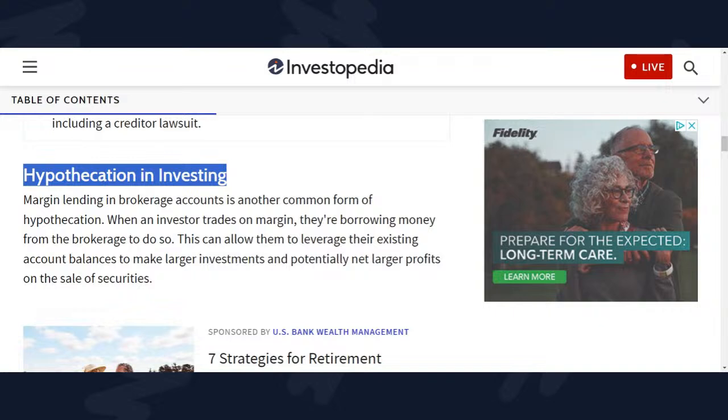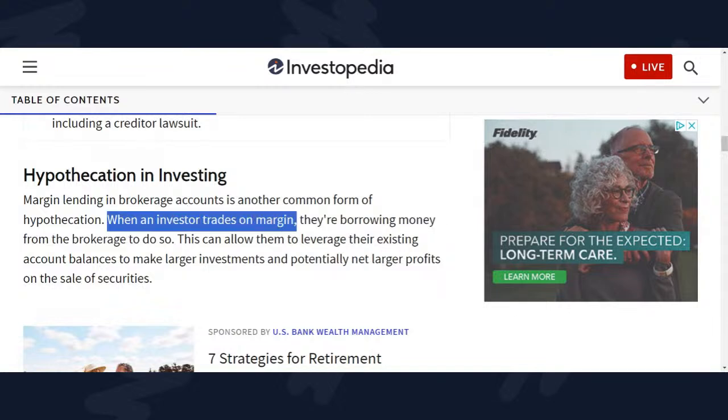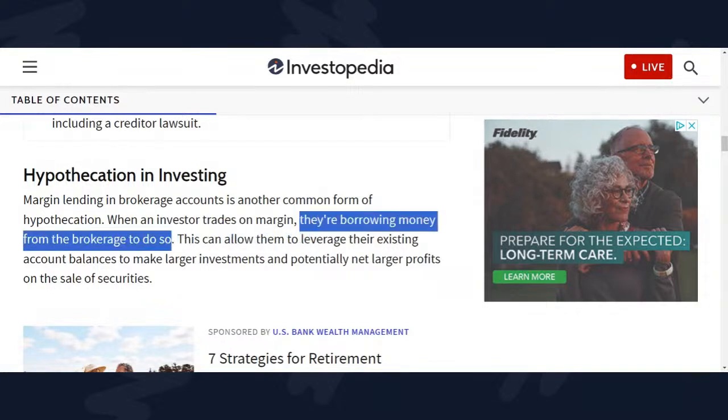Margin lending in brokerage accounts is another common form of hypothecation. When an investor trades on margin, they're borrowing money from the brokerage to do so. So what happens in the court registry investment system is somebody makes a claim. They enter the investment and borrow money from the brokerage to do so. So they put forth a value in a bond language.